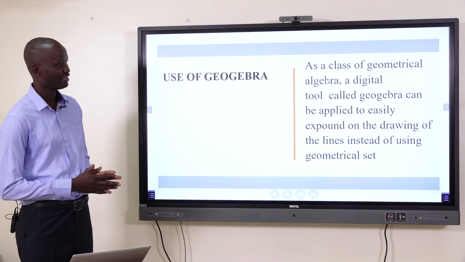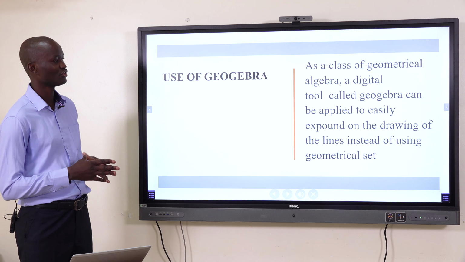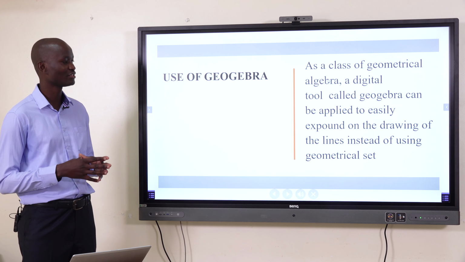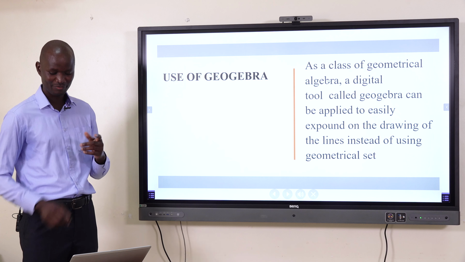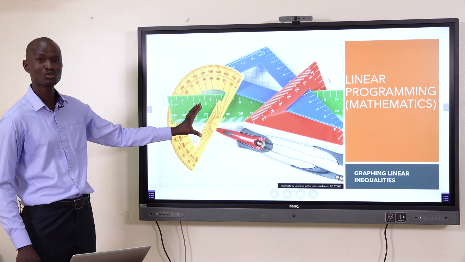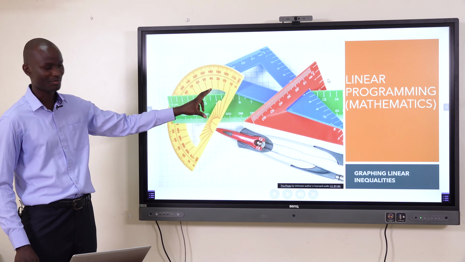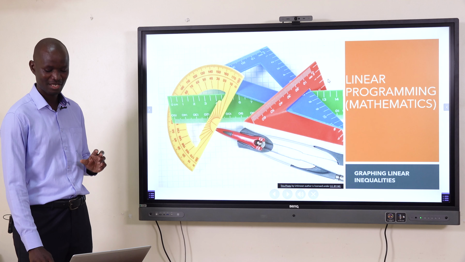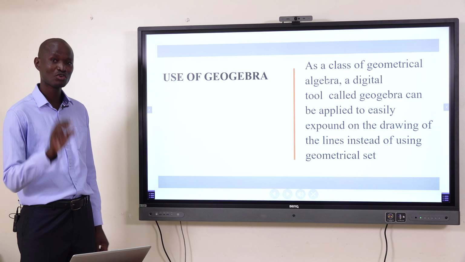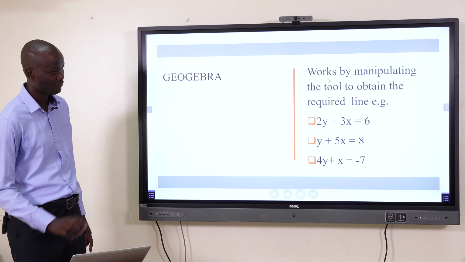Geogebra is a class of geometrical algebra. A digital tool called Geogebra can be applied to easily expound on the drawing of the lines instead of using geometrical sets. And if you look at our first slide here, we have the initial or original tools that were used to draw the lines. We have the geometrical set equipment that is applied. But in this concept, we will be using the digital tool called Geogebra to draw the lines, even before they shade the unwanted region. And so the focus will be that.